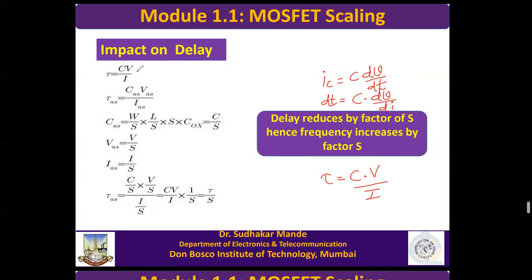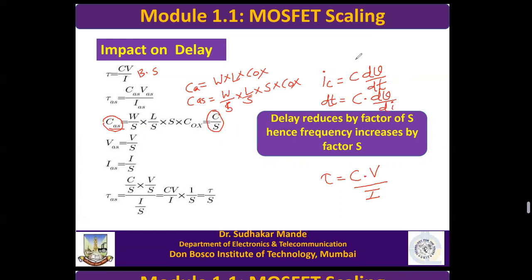So let us call this equation before scaling, and this is after scaling. So capacitance C dash after scaling, voltage after scaling, current after scaling. Now C, total capacitance, is given by W L into Cox. After scaling, it becomes W by S, L by S, and Cox becomes S times Cox. So this S gets cancelled, and therefore my total capacitance after scaling reduces by factor S.